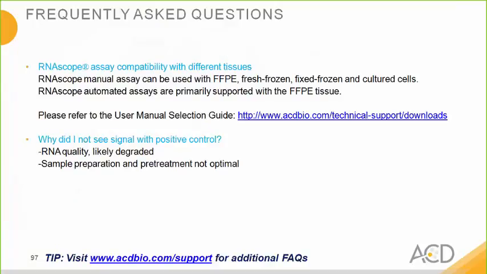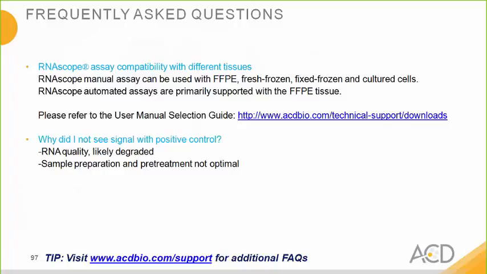So, the RNAscope assay compatibility with different tissues. The RNAscope manual assay can be used for FFPE, fresh frozen, fixed frozen, or cultured cells. Again, we have all this information on the website through technical support if you go through our technical notes. Currently, the RNAscope automated assays are primarily supported for FFPE tissues. But again, please visit the website for the user manual selection guide as well as any particular protocols and technical notes for specific sample types.